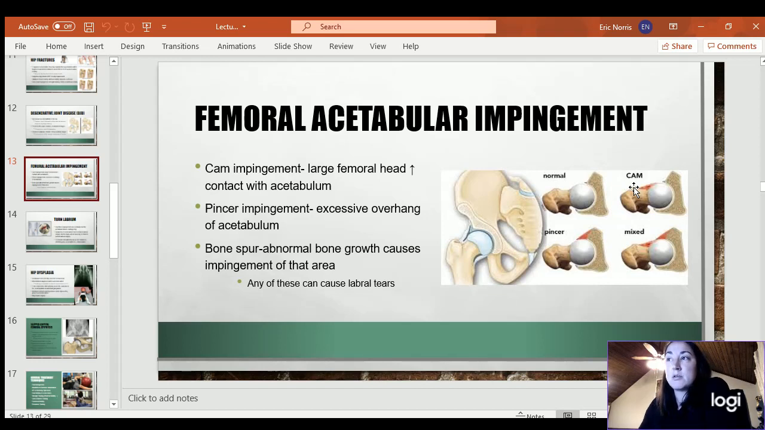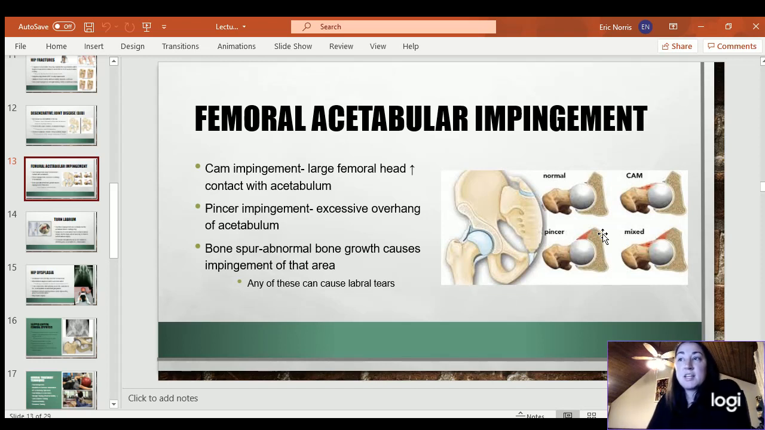With the pincer impingement, the acetabulum itself has too much overhang. It should have an area where it cuts off to allow free movement, but in that area there's extra bone growth. So with the cam impingement, the ball's too big; with the pincer impingement, the socket's too big. And with mixed, both are too big. So there's just too much bone in the space, and they're pushing together and rubbing the whole time.